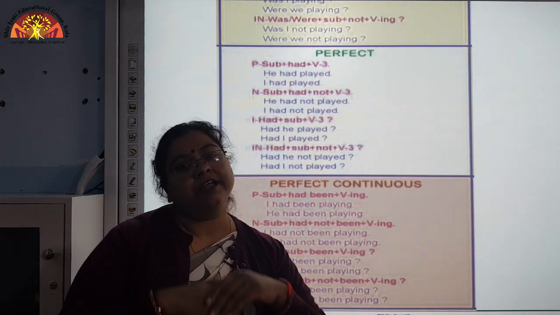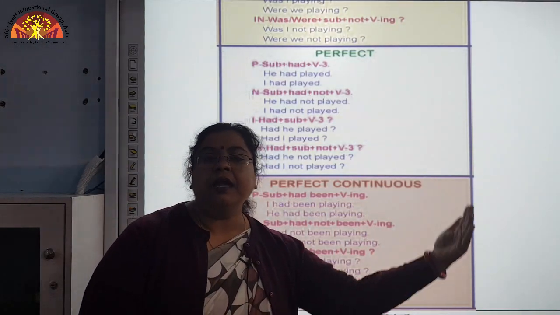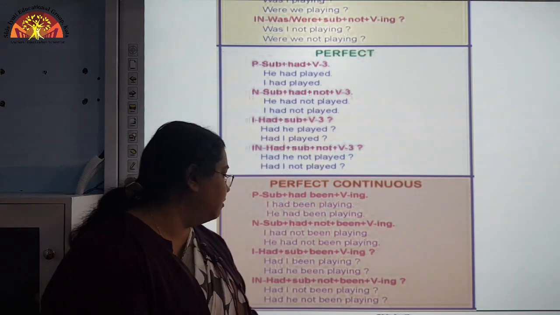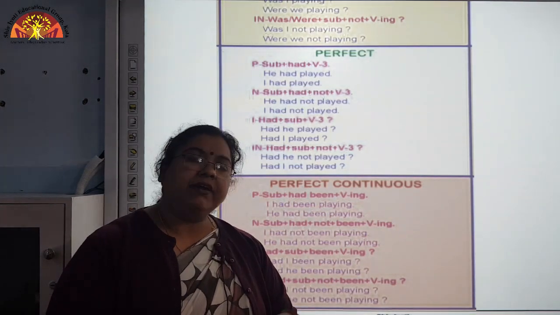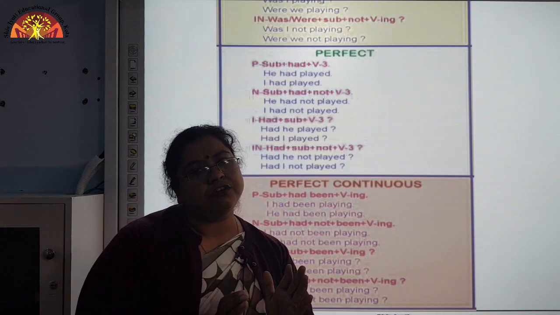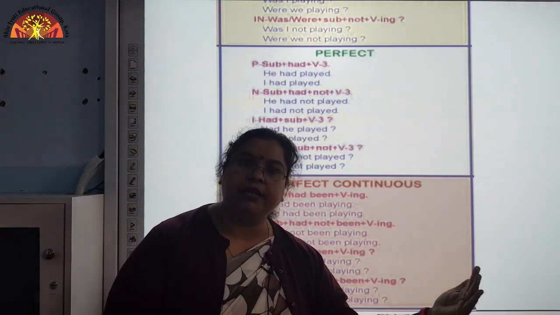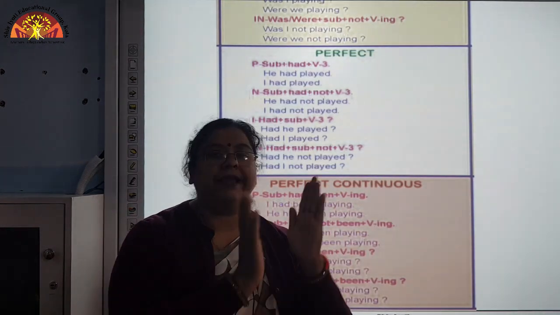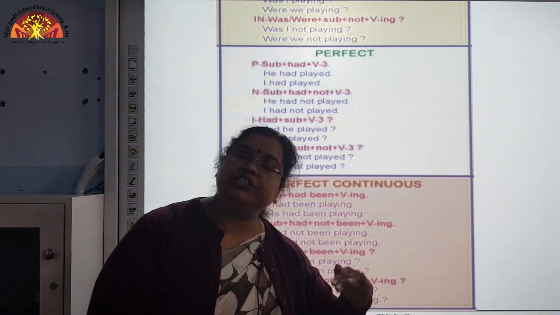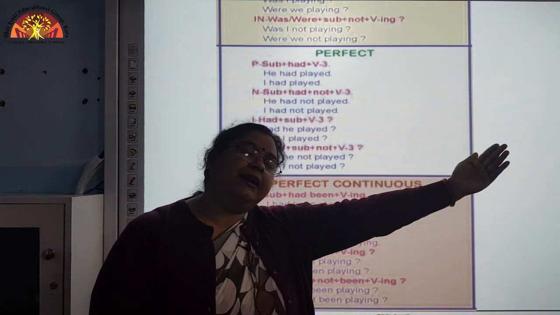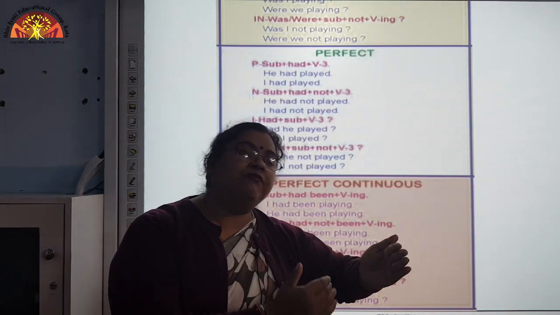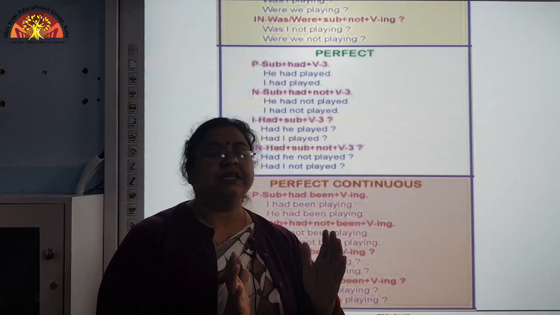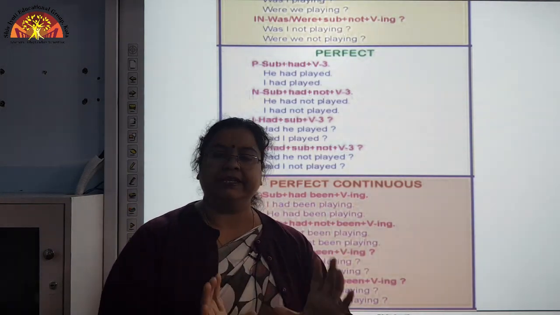Like, when I reached home, my mother had been cooking food. So, when I reached home, this action also happened in the past. At that point of time, I reached home later, but the mother had started cooking earlier and that action was in progress when I reached home. So, we use this past perfect continuous tense in this manner.